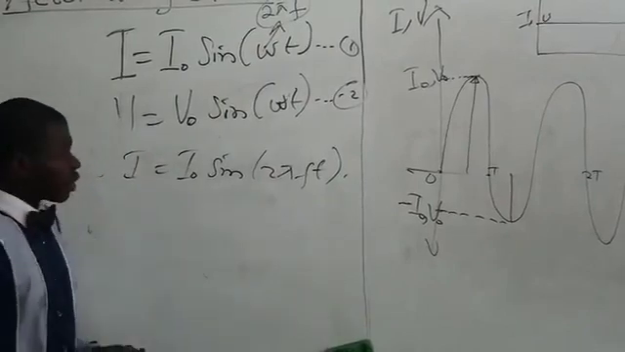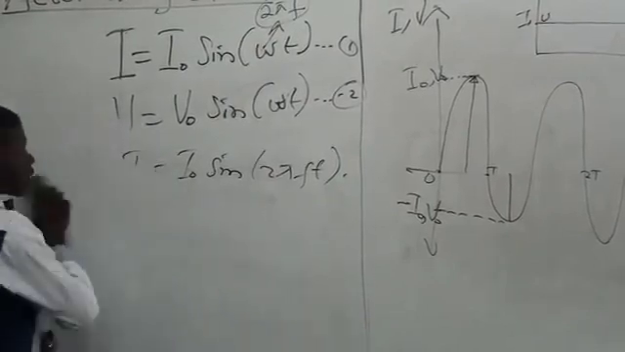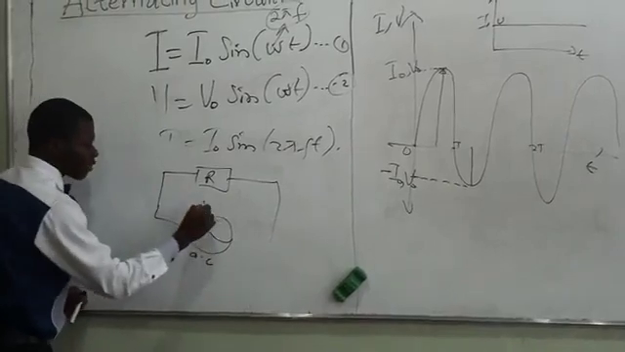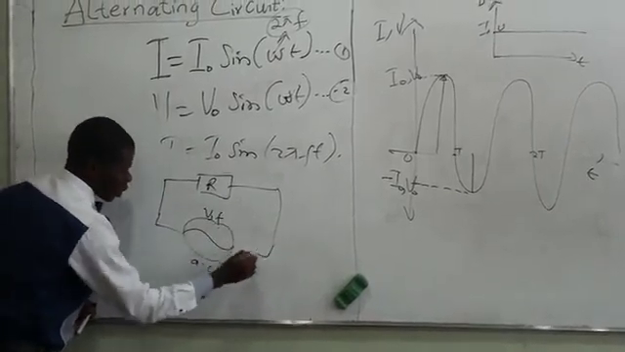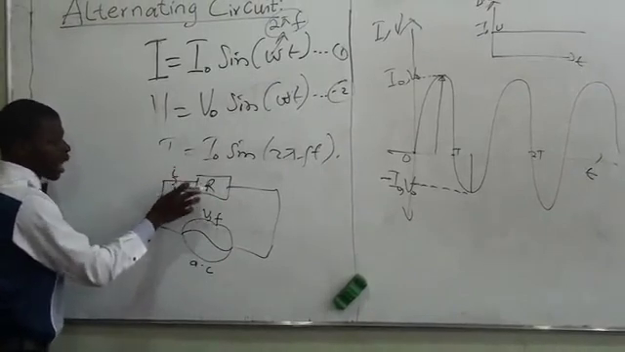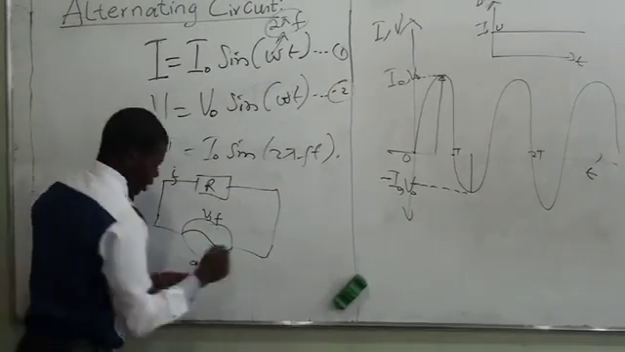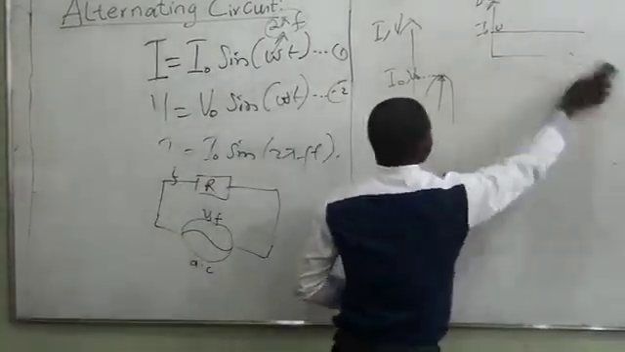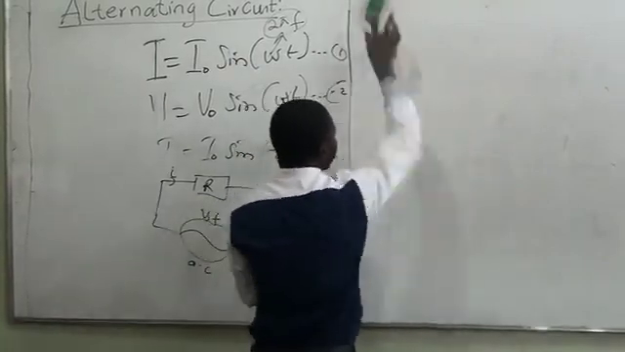Then we have that in an AC circuit that contains only a resistor R, this is how you present the alternating source, call it AC source, which is transmitted at a particular voltage and frequency. In this circuit, the current flows. This is how you present the current. And then we have found out that the current and the voltage are in phase. In that circuit, the current and voltage are in phase.